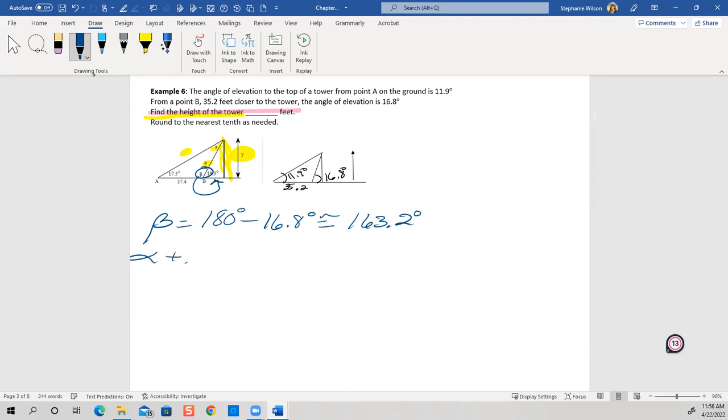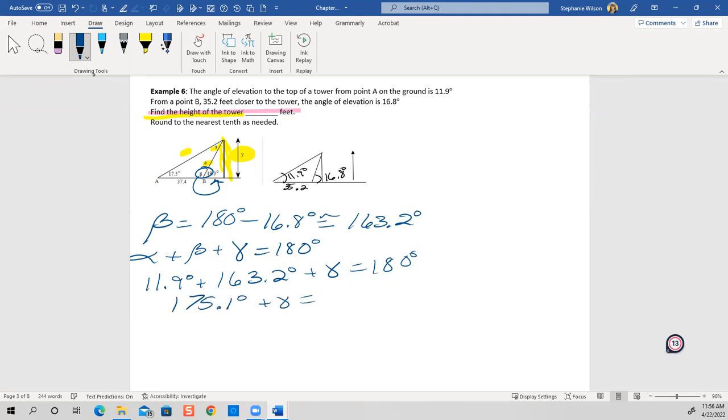Now that I know that, let's take our gamma. Remember, alpha plus beta plus gamma equals 180 degrees, and we need to find our gamma. So let's plug in what we know. We have alpha of 11.9 degrees plus beta of 163.2 degrees plus gamma equals 180 degrees. We add the 11.9 to the 163.2, and it gives me 175.1 degrees plus gamma. Then subtract the 175.1 degrees from both sides. And now I have gamma is equal to 4.9 degrees.